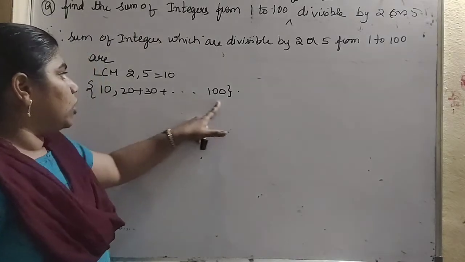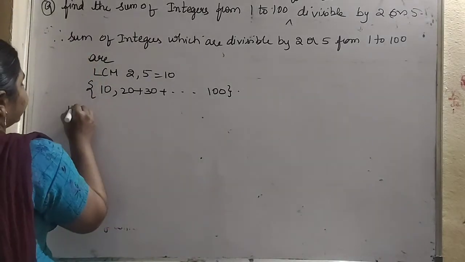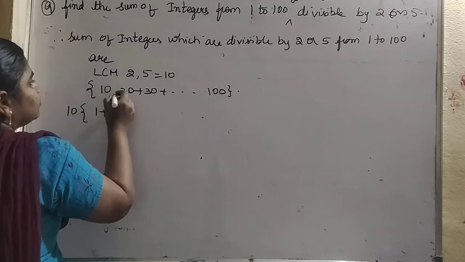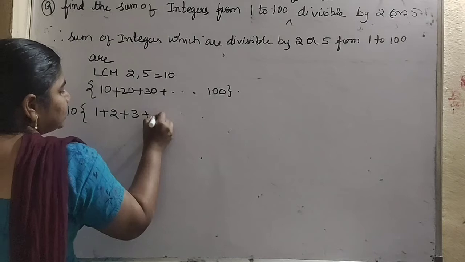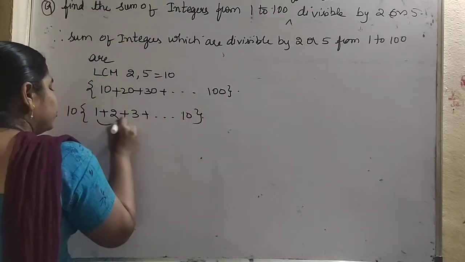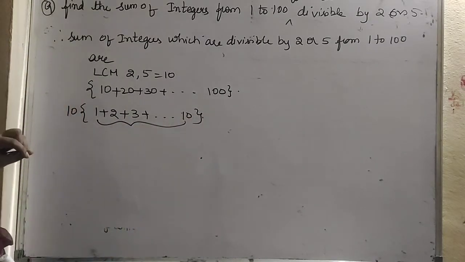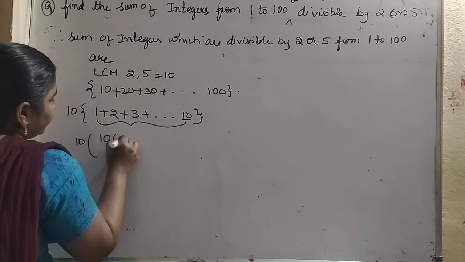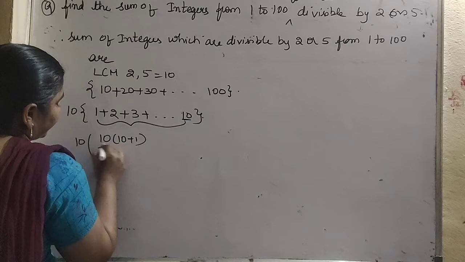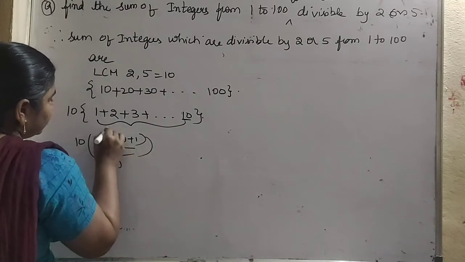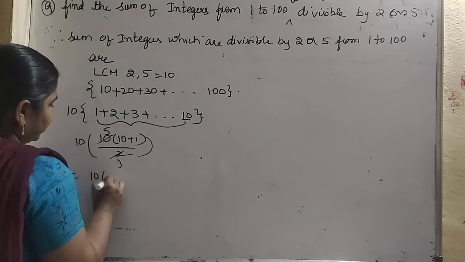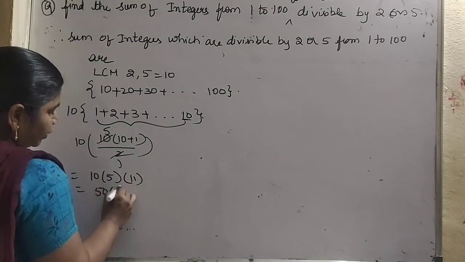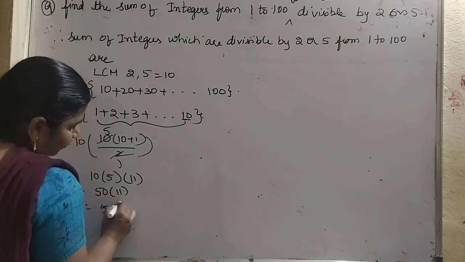Since these are all multiples of 10, I am taking 10 as common. So it will be 1 plus 2 plus 3 plus and so on up to 10. These are all natural numbers, the first 10 natural numbers, so the n value will be 10. So 10 into 10 into 10 plus 1 by 2. 2 ones are 2, 2 fives are 10. So it will be 10 into 5 into 11. 10 fives are 50, and 50 into 11 will be equal to 550.